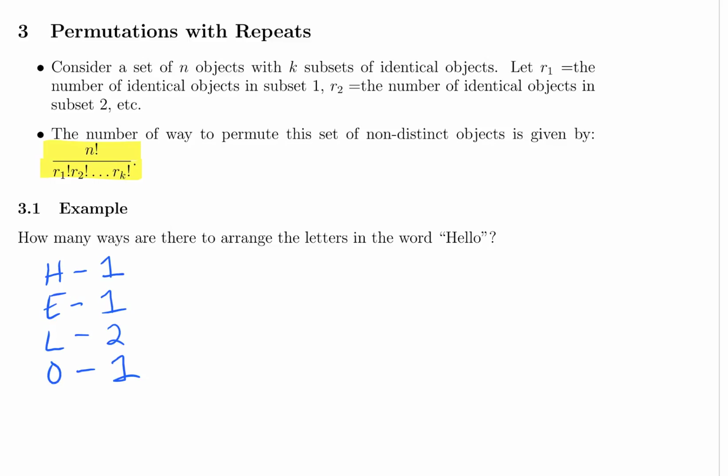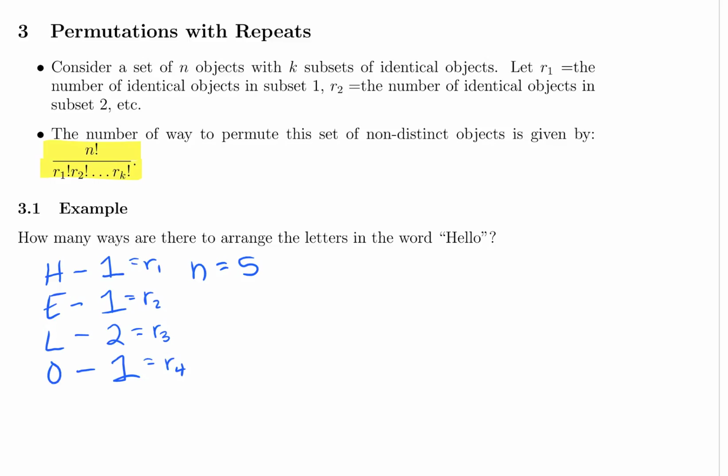So I want to figure out how many different ways we can arrange this. Our n is the total number of objects, so in this case, n would be 5. I'm going to call H my first subset, so 1 would be R1. E is my second subset, that would be R2. L is my third subset, so that 2 would be R3. And then O would be my fourth subset. It's the type of letter that determines the subset.